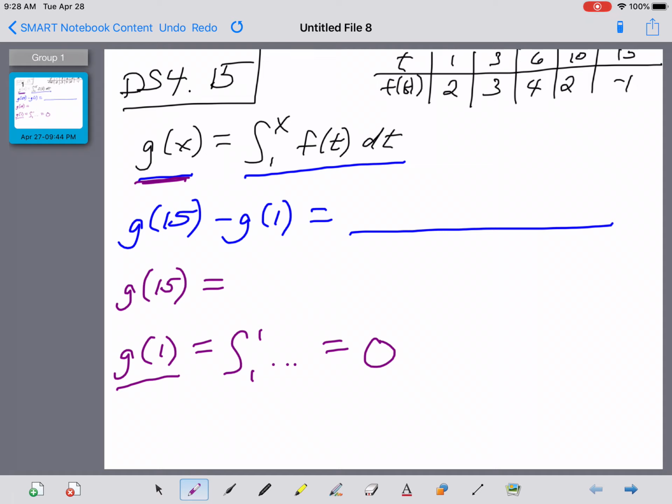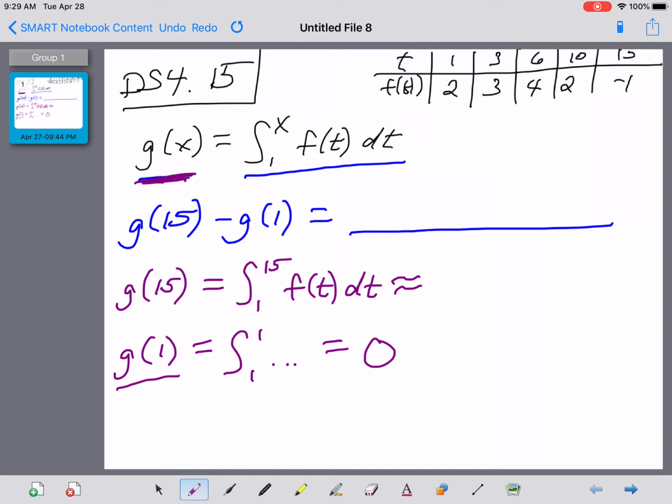G of 15, going back to the definition of g of x above, is the definite integral from 1 to 15 of the f of t function taken with respect to t. Now, we can't answer that question straightforward with 100% accuracy because we do not know the explicit definition of f of t, but the directions to this problem tell us to use a left Riemann sum in order to approximate the value of that integral.